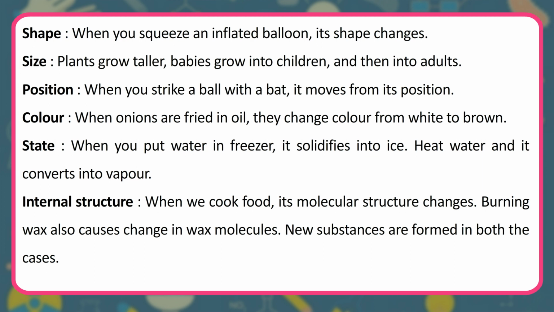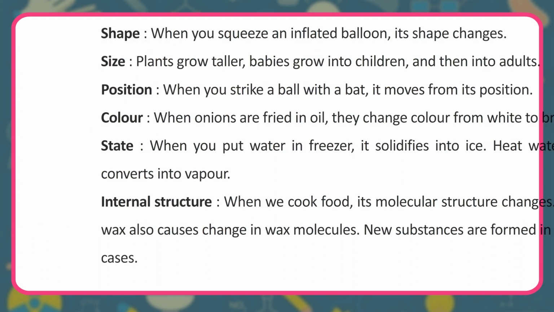Color. When onions are fried in oil, they change color from white to brown. State. When you put water in the freezer, it solidifies into ice. Heat water and it converts into vapor. Internal structure. When we cook food, its molecular structure changes. Burning wax also causes change in wax molecules. New substances are formed in both the cases.